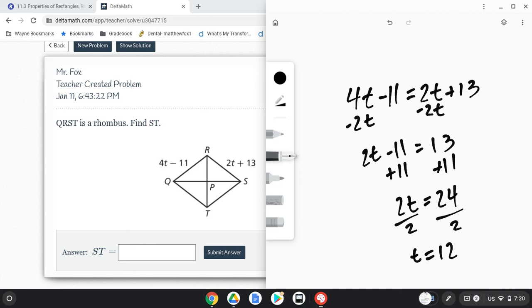Now keep in mind, that's not the question. The question is find ST. To find ST, we need to plug it in to one of these sides. Now, since it's a rhombus, all 4 sides will be the same. So either 2t plus 13 or 4t minus 11. It is your choice which one looks easier.